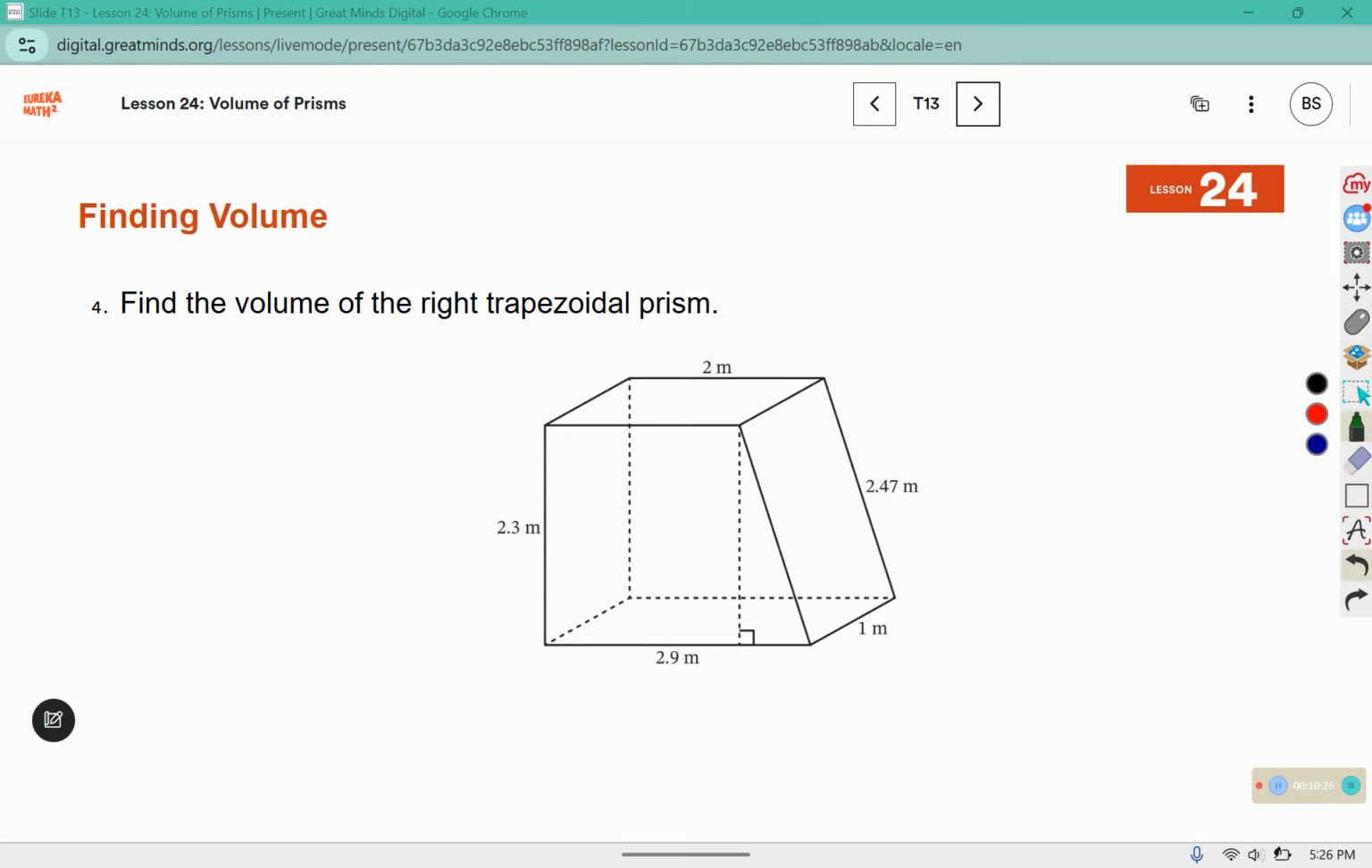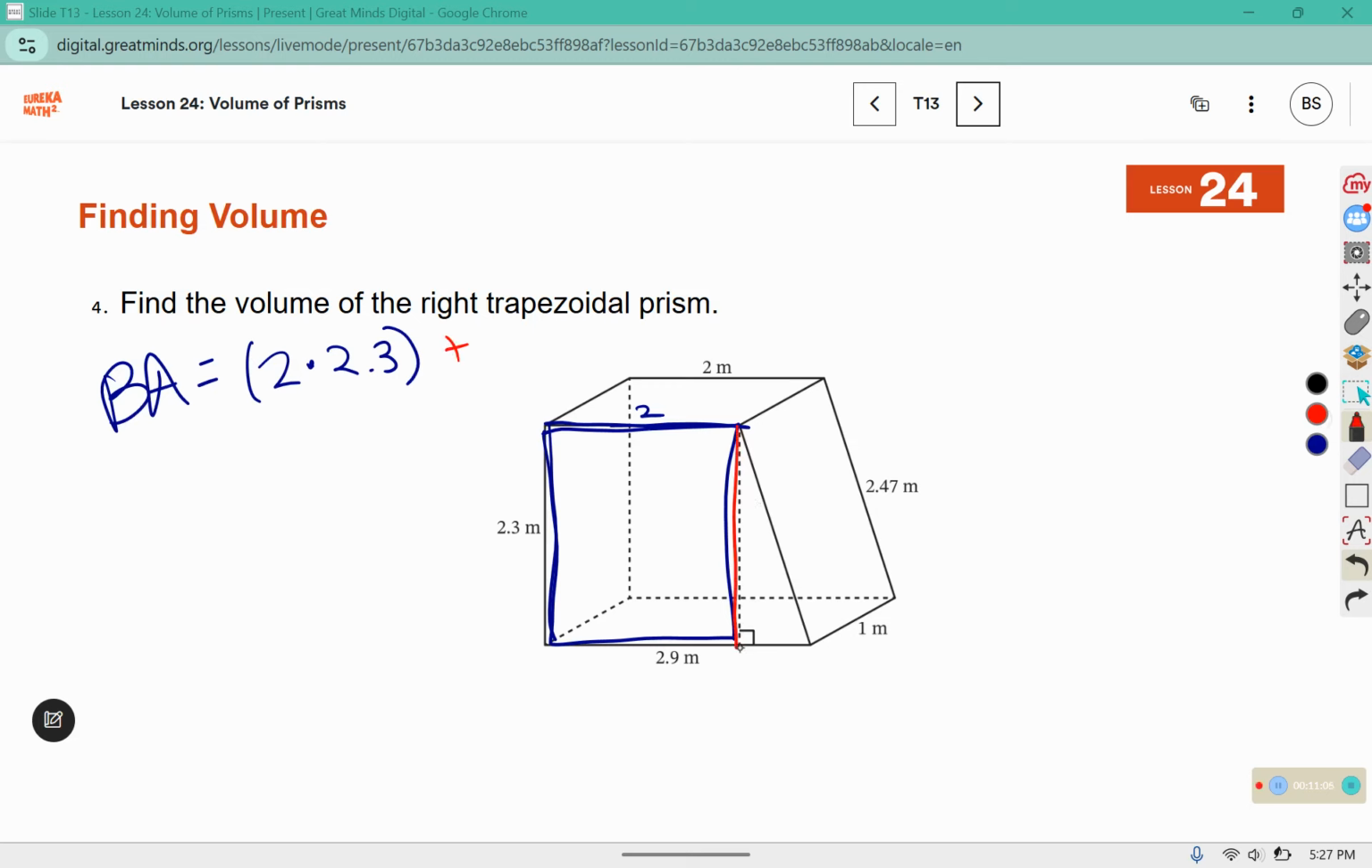Find the volume of this right trapezoidal prism. So the base is going to be the trapezoid, and then the height is going to go this direction. Remember, we want the trapezoid to be on the bottom and up on the top. So for the trapezoid shape, we have a dimension of 2 going across and a height of 2.3. That's this rectangular piece of the trapezoid.